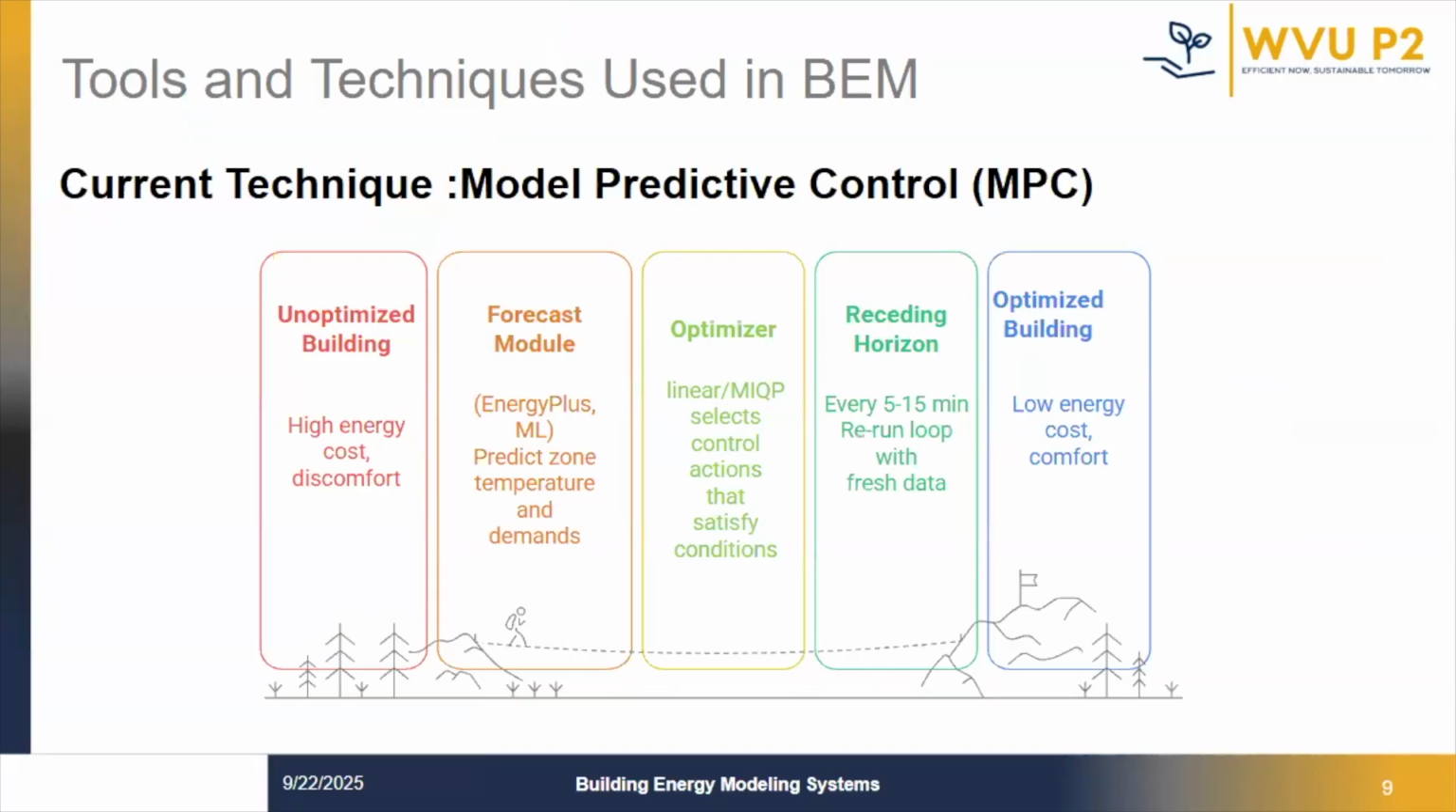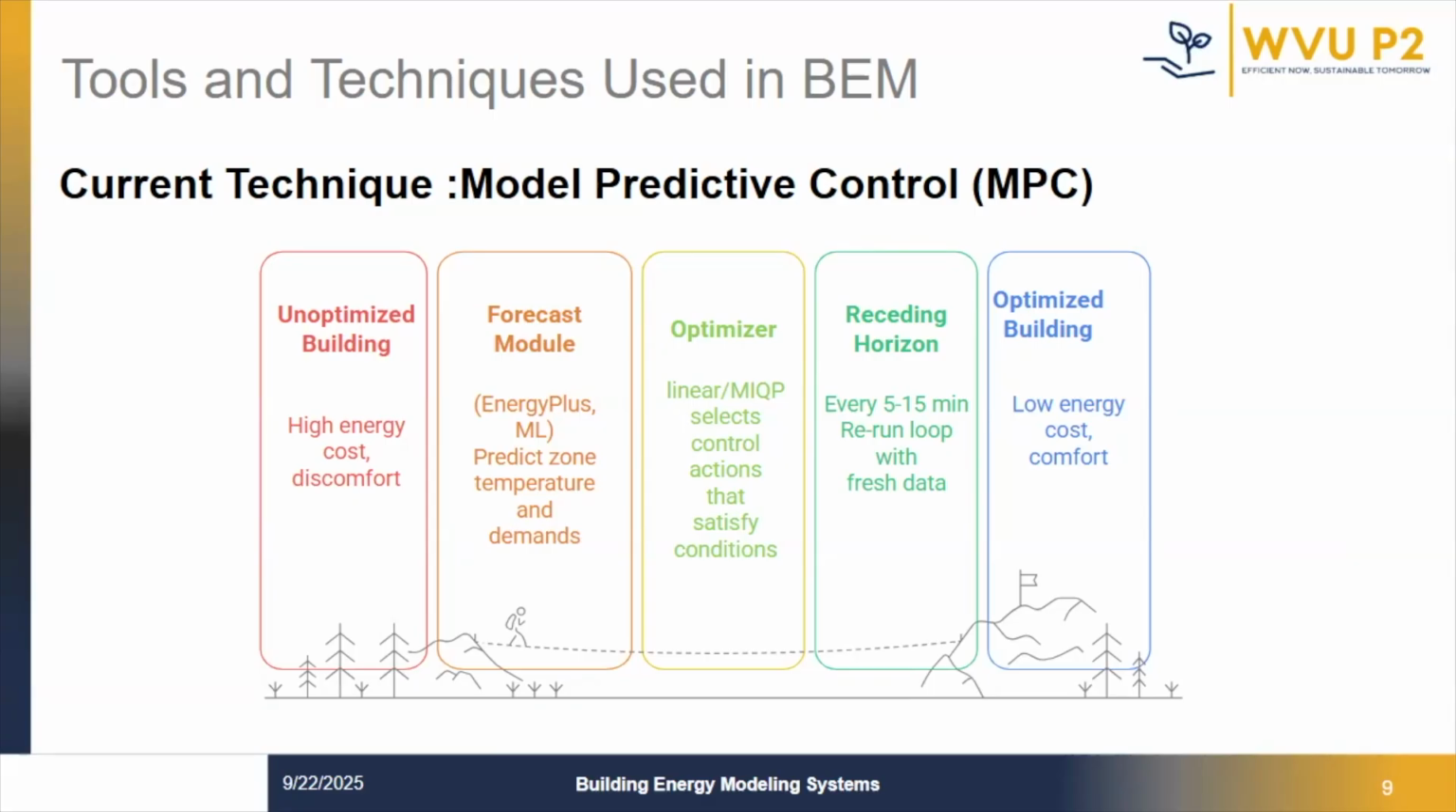One advanced technique is called model predictive control, or MPC. It is a control strategy that predicts future loads and weather, then optimizes HVAC, lighting, storage, and DR or demand response set points over a rolling horizon to minimize the energy cost while meeting comfort constraints.